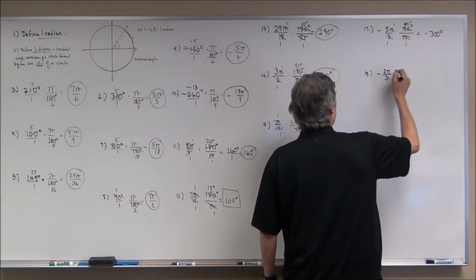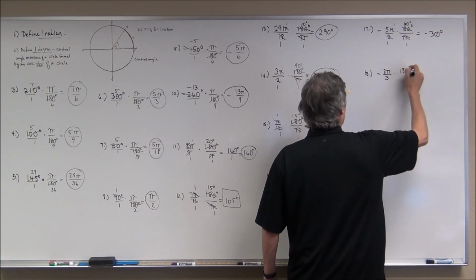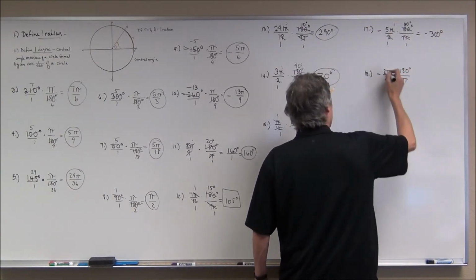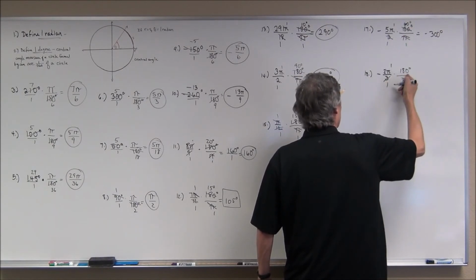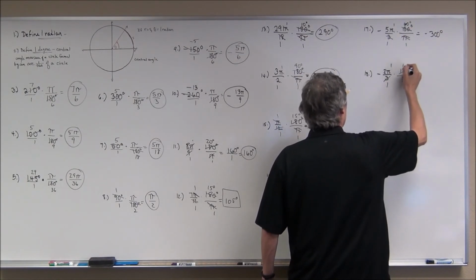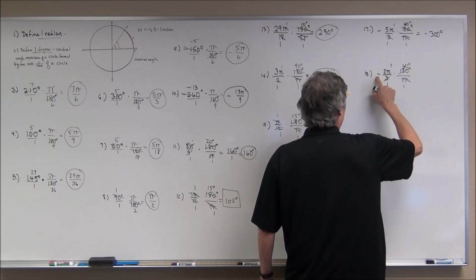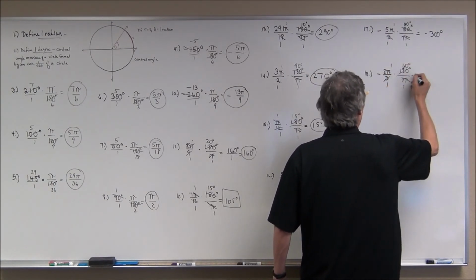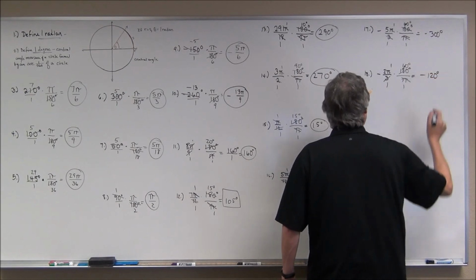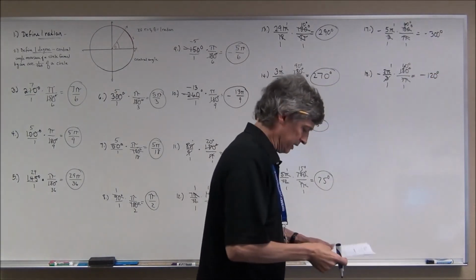And last but not least, I multiply by 180 degrees all over pi. The pi's cancel. And 3 goes into 3 once. 3 goes into 180 degrees, 60 degrees. So that's negative 2 times 1 times 60. That's negative 120 all over 1. It's negative 120 degrees.